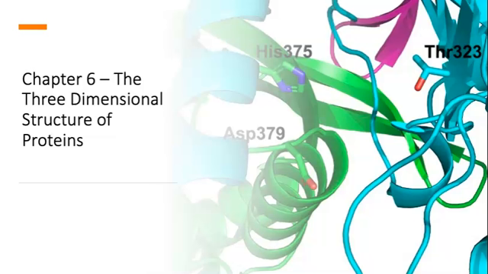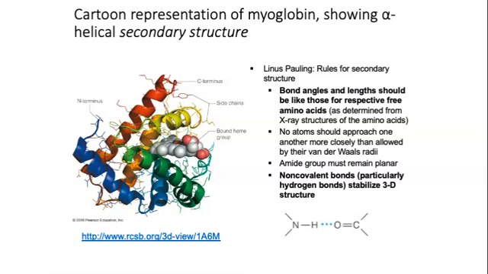This is the first lecture of Chapter 6, which is primarily about the three-dimensional structure of proteins. So for Lecture 1, we're going to discuss what the different levels of protein structure are and some of the main features of secondary protein structure. When we look at proteins and discuss their structure, in general we're talking about how these proteins are folded in terms of three dimensions.